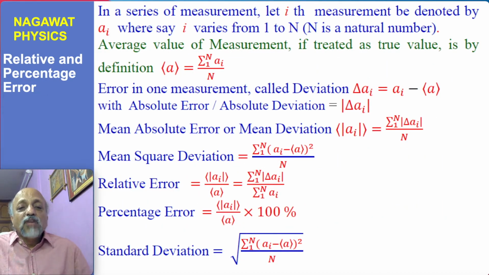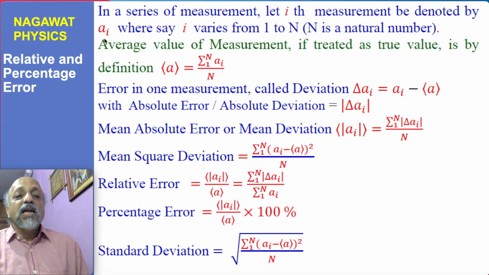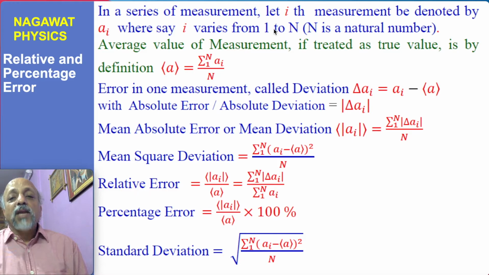Now to define the set of quantities to understand the error, I'm explaining now the definitions and other things. In a series of measurements, let the ith measurement be denoted by A with subscript i. So here i is being used as an index and A_i indicates the ith measurement of a quantity called A, the value of which is A_i in case of the ith measurement, and where i varies from 1 to n, where n can be any natural number, 20, 50, 100, whatever you want.